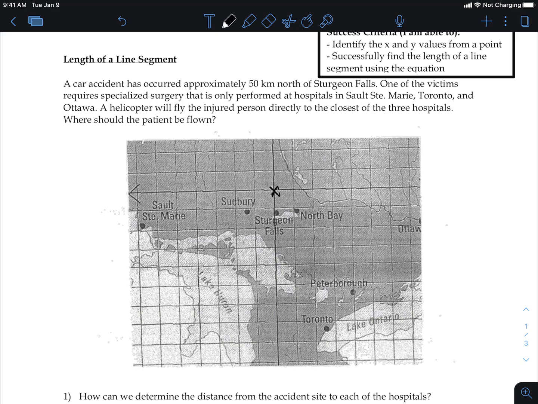One of the victims requires specialized surgery that is only performed at hospitals in Sault Ste. Marie, Toronto and Ottawa. Sault Ste. Marie, that's how it's spelled. That's interesting, I knew the pronunciation, I've never seen it spelled.